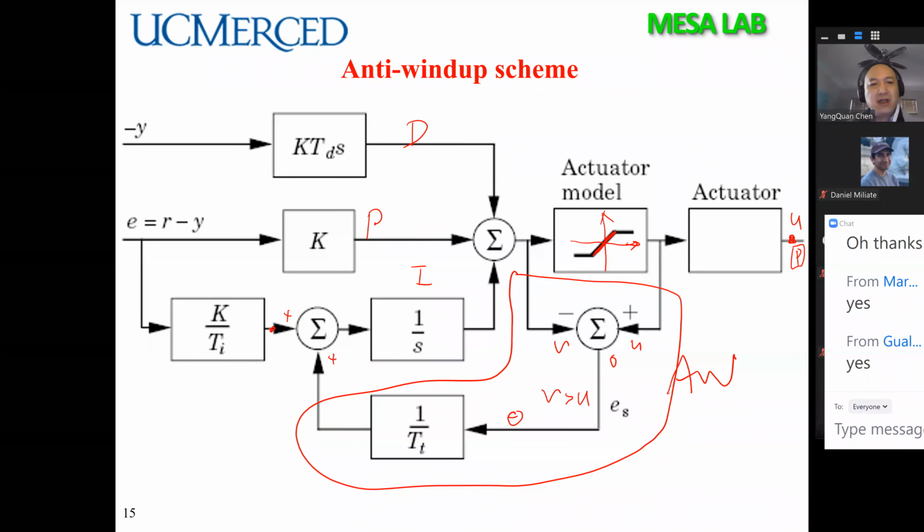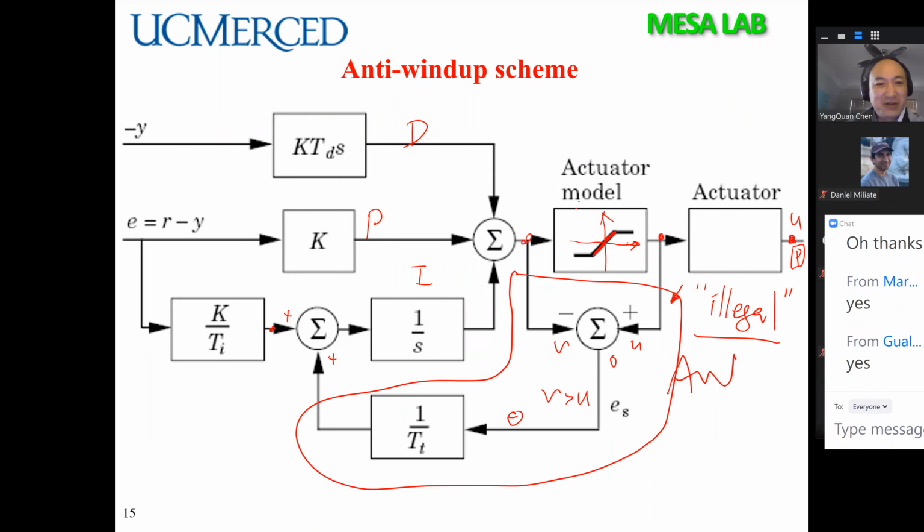And if you don't have this one, your system will never work. It is illegal in real systems without using this anti-windup, because in reality, this saturation is always there, no matter what. It's physically there, okay? Never ignore it. Sometimes you pretend you can ignore it, but we are talking about practical issues. So in practice, never ignore this one.